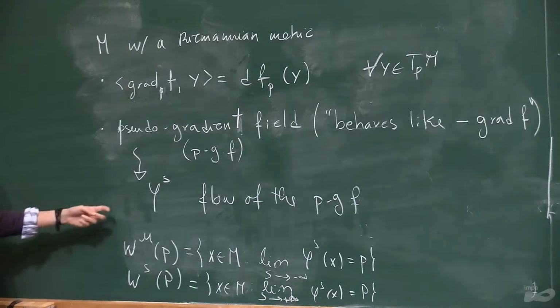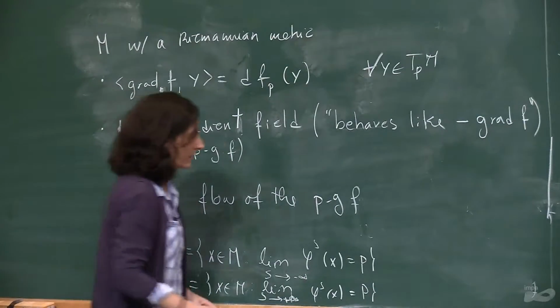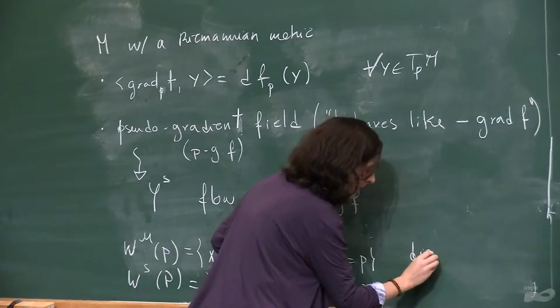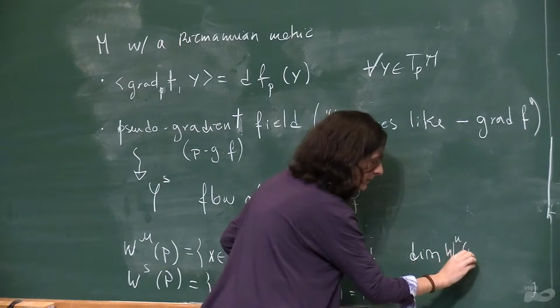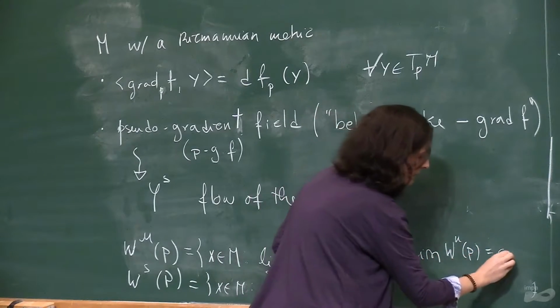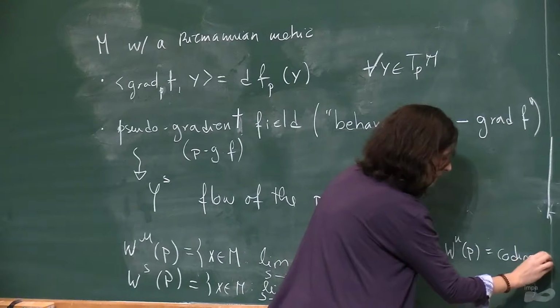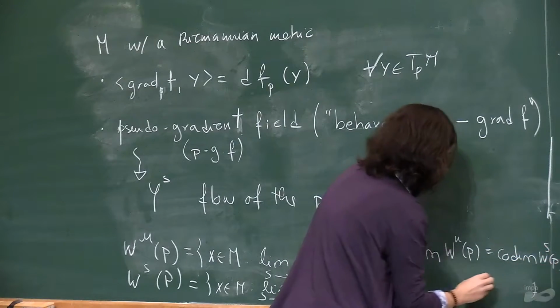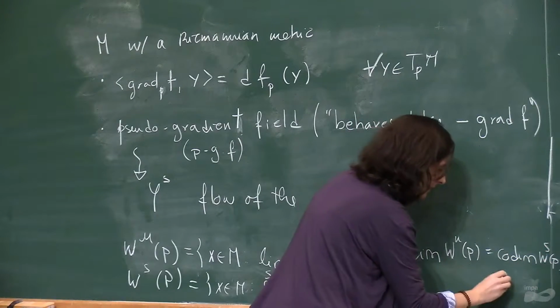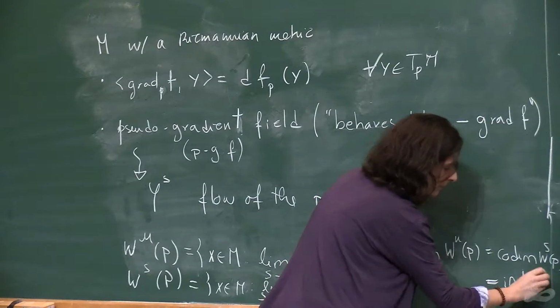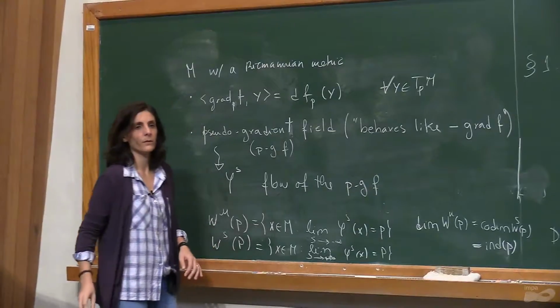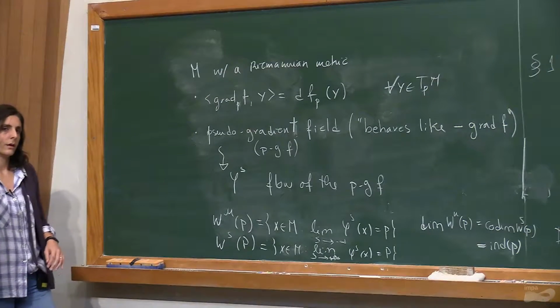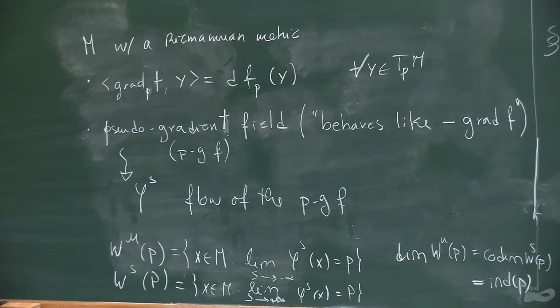These are in fact manifolds, okay? The dimension of the unstable manifold is equal to the codimension of the stable manifold, and this is in fact equal to the index, the Morse index of the critical point P.